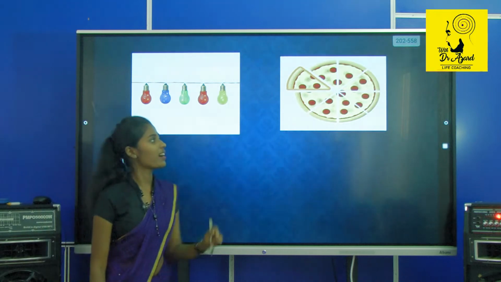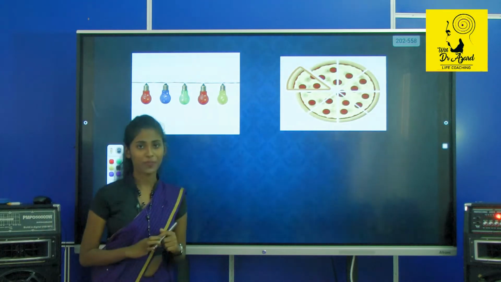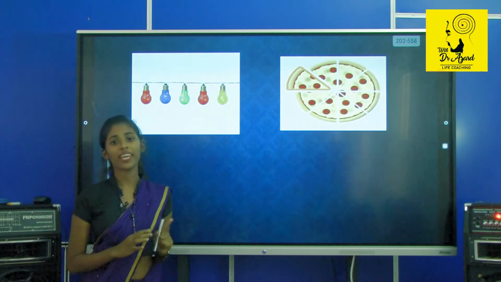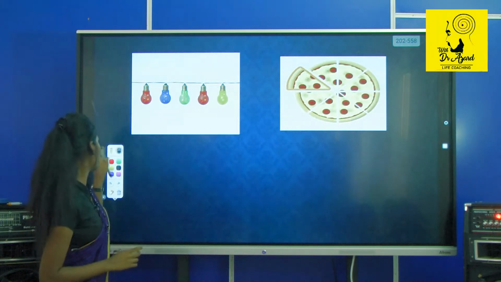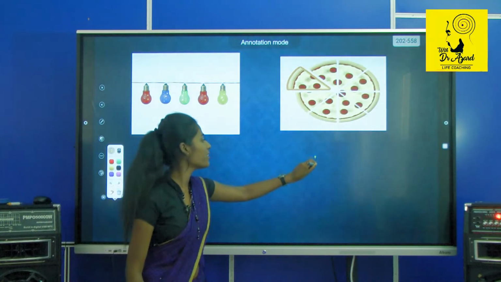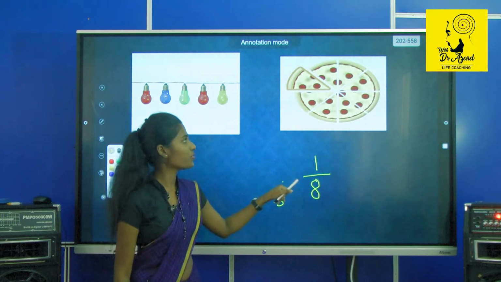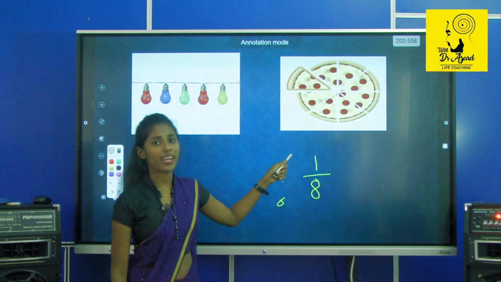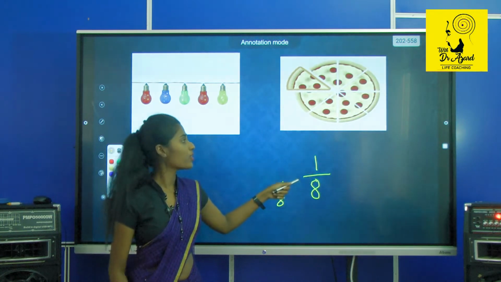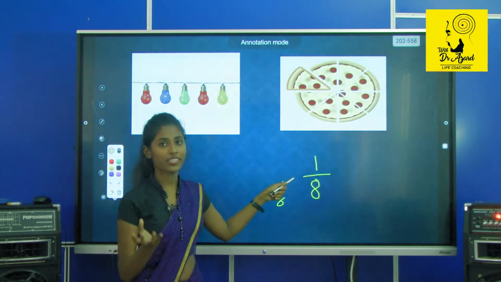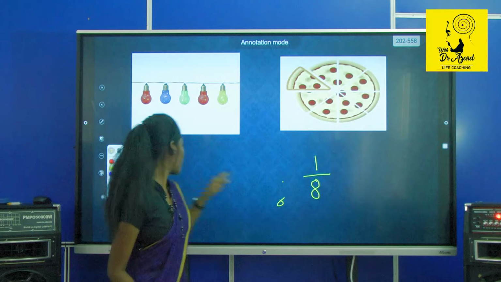And this pizza is cut into 8 pieces and you are going to take one piece out of them. How can you write the fraction? 1 out of 8. 1 means the slices you have. 8 means the whole part divided into 8 parts.